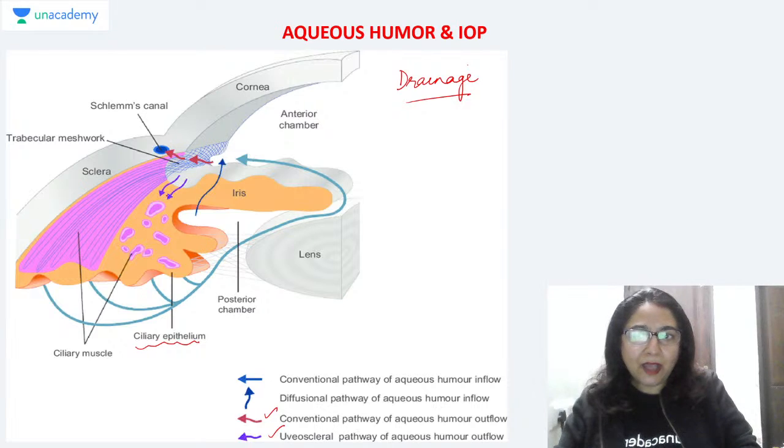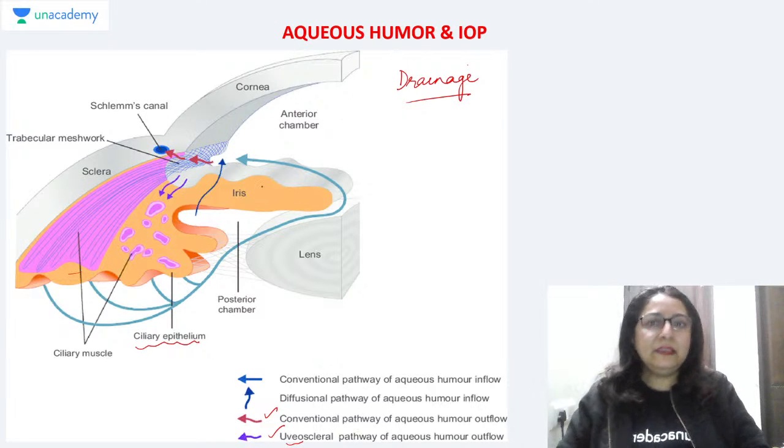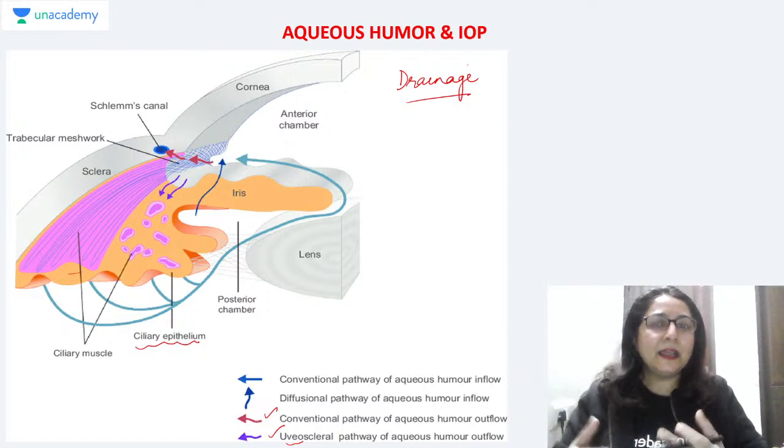Then you have a minor pathway, that is the uveoscleral pathway, in which some of the aqueous humor passes over the ciliary body and then it is drained into the suprachoroidal space. So that is your uveoscleral pathway. These are the dynamics. The aqueous humor is being produced continuously in the eye and it is being drained out of the eye.